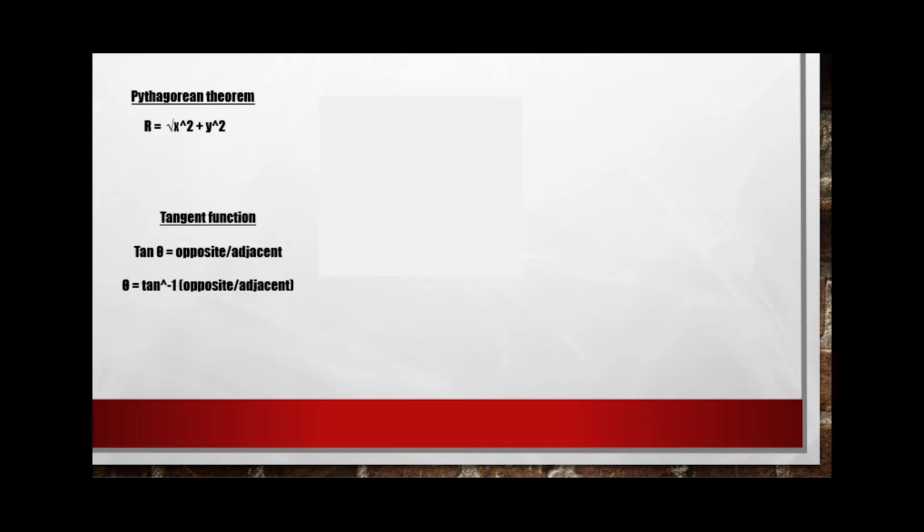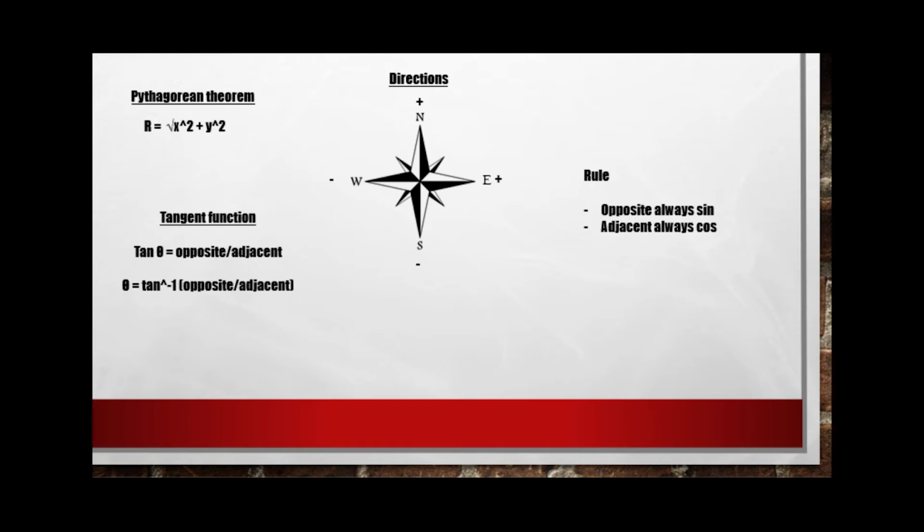We have four things to remember to solve a vector. First is the Pythagorean theorem: R equals square root of x squared plus y squared. Next, the tangent function: tan theta equals opposite over adjacent. But we are going to use theta equals tan raised to -1 of the quantity opposite over adjacent. Then we have to remember the direction: north and east are both positive, while west and south are both negative. Finally, we have to remember the rule that opposite is always sine and adjacent is always cos.